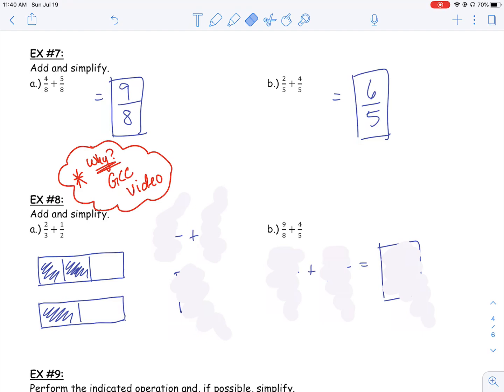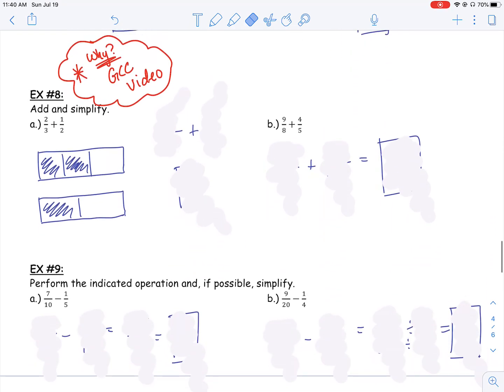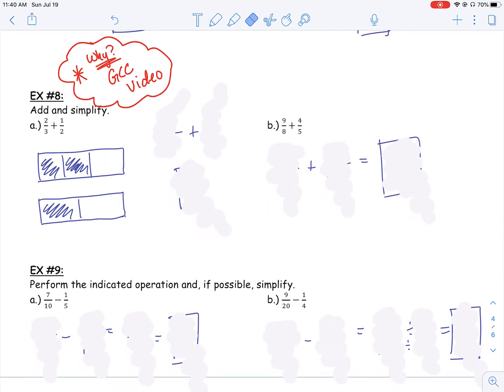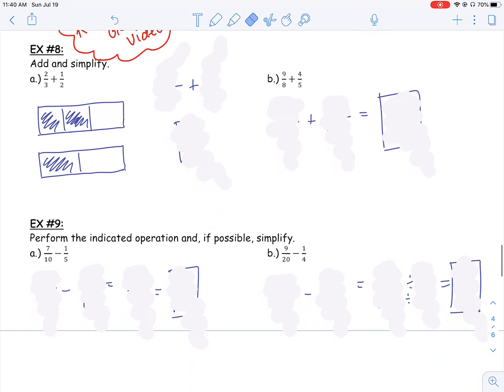Okay, so now what happens when we don't have a common denominator? Well, I'll show you a quick example of why it works, but you might need some more visual representations. And so there's a cool video that Dr. Pample, one of our GCC instructors, actually made that gives you some more examples, visual representations of why we need that common denominator in order to be able to add fractions together. So just a real quick explanation.